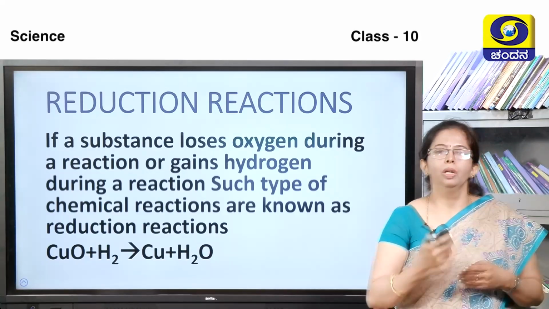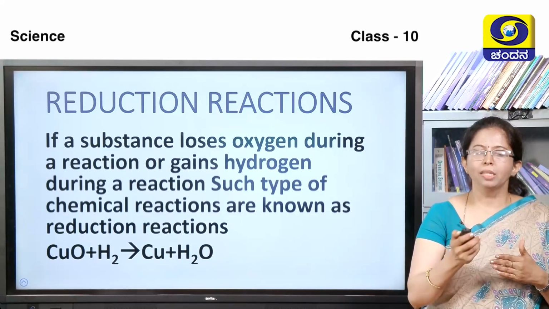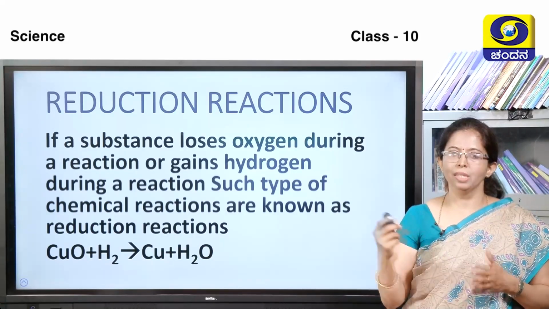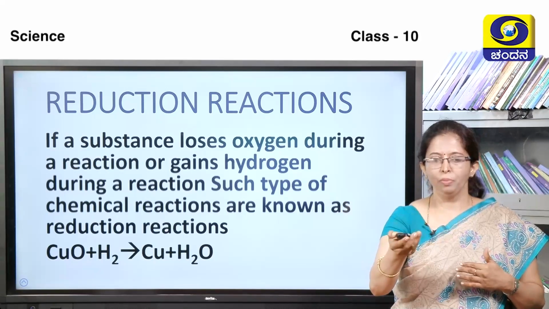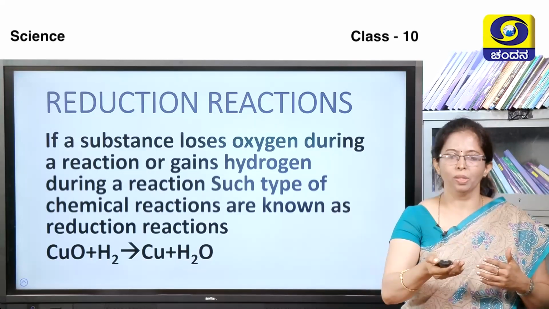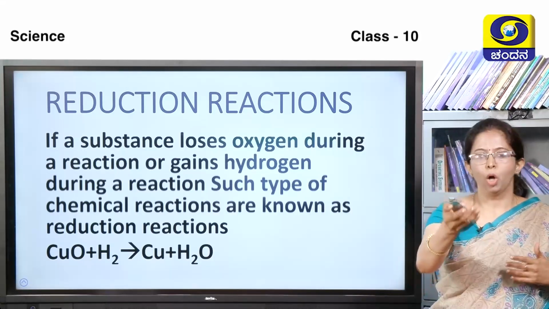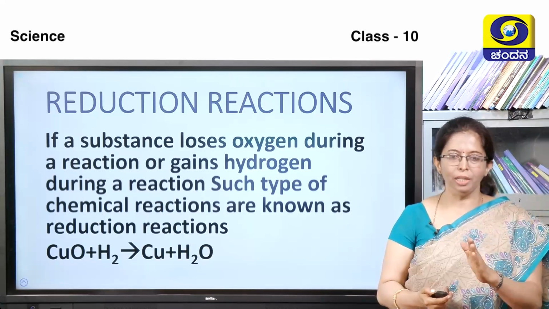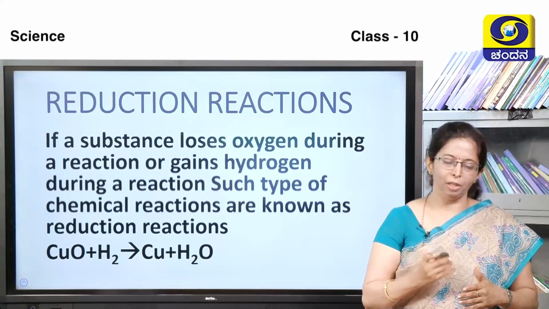Reduction reactions. If a substance loses oxygen during a reaction or gains hydrogen during a reaction, such type of chemical reactions are known as reduction reactions. Example, in the previous slide we saw copper oxide was formed when copper was burnt in oxygen. When we take this copper oxide and hydrogen gas is passed through it, the reverse action takes place, and copper and water will be formed. The black coating of oxide that was formed gradually fades, and we get the reddish brown color of the copper back again.